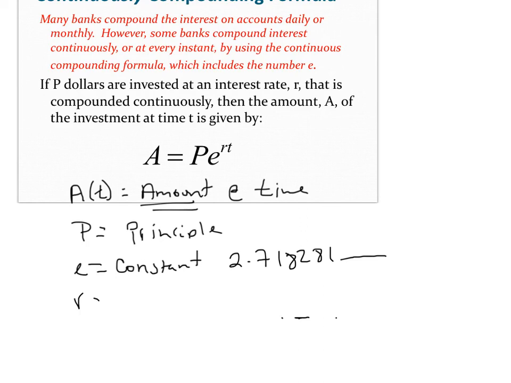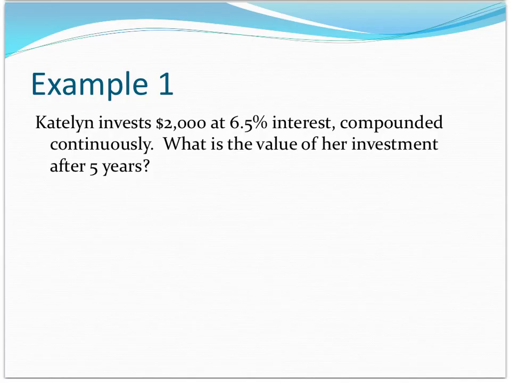r is equal to our rate. Remember, it's a decimal. And then t is our time. Okay? So those are the pieces of the formula. So now let's go ahead and do an example and apply this formula. Okay, so we have Caitlin who invests $2,000 at 6.5% interest. It is compounded continuously. What is the value of her investment after 5 years?